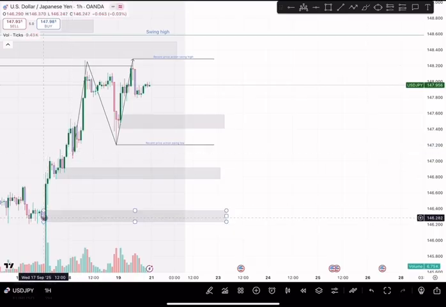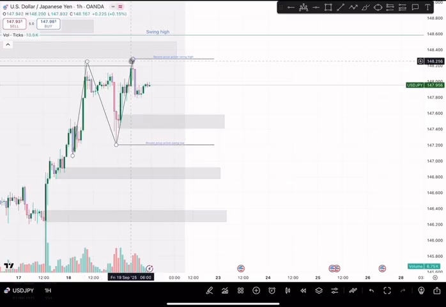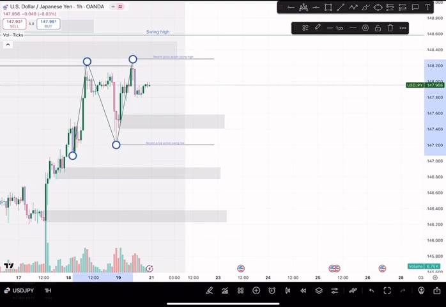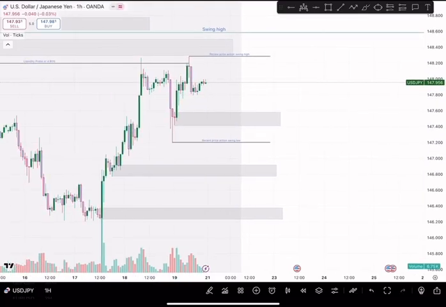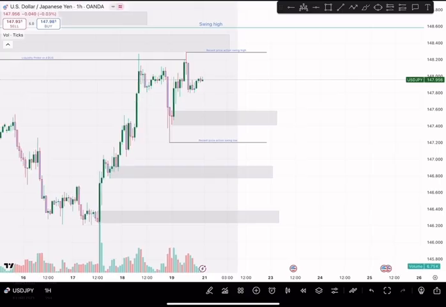From here to here would be a leg of price action, and then from here to here would be another leg of price action, and then from here to here would be another leg of price action. So I mark out the recent price action swing highs and lows. That is what we do, guys. All right. And now I just wait.